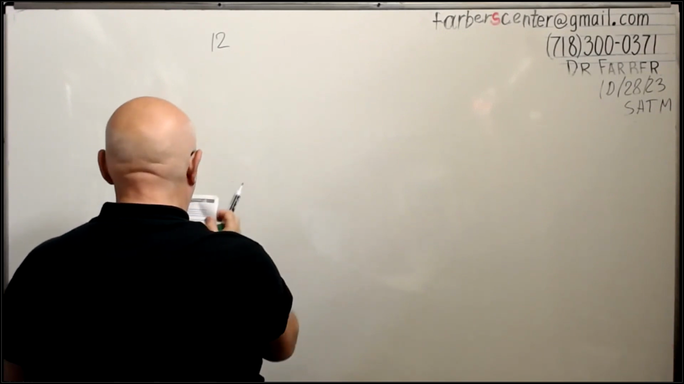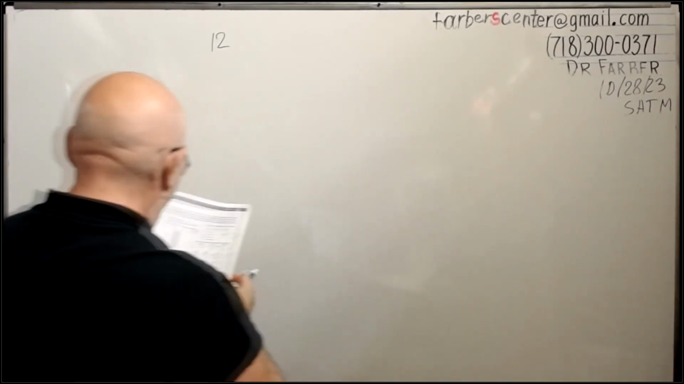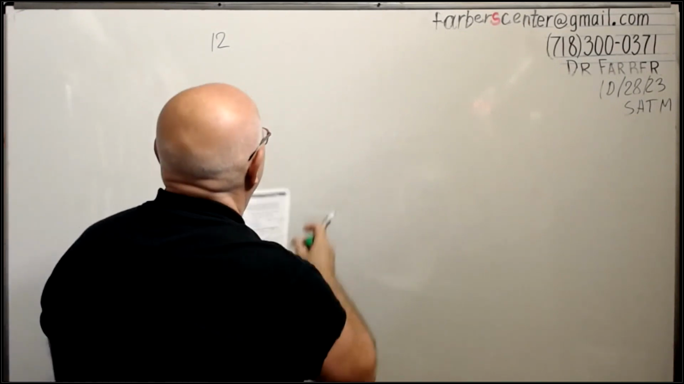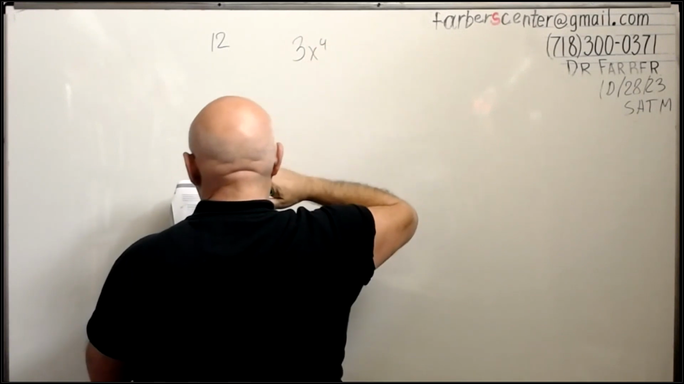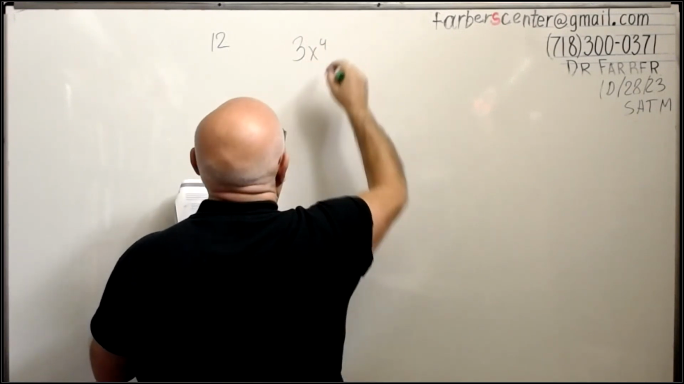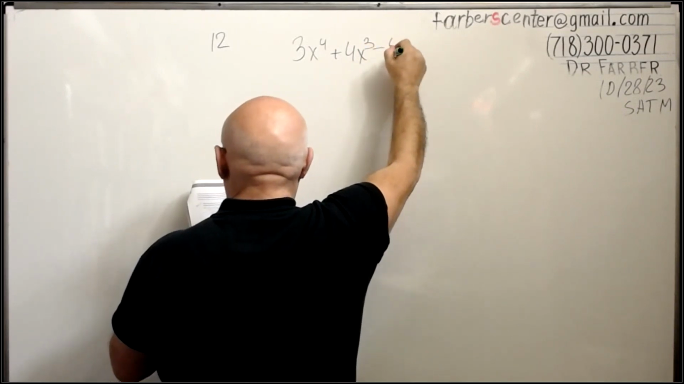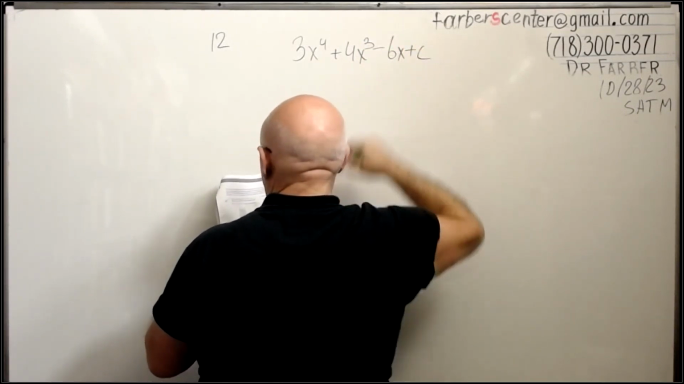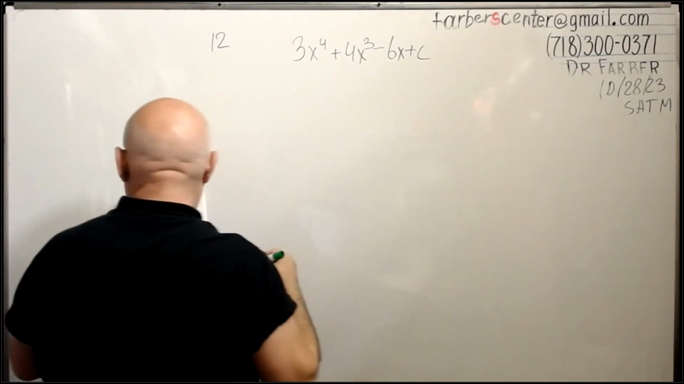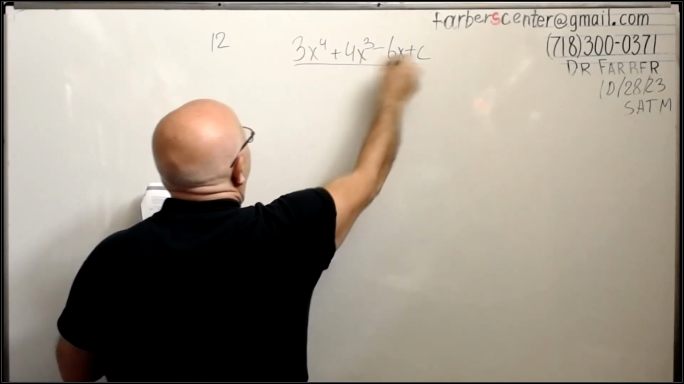Only keep in mind, very often they miss some coefficient here. Look at this. It's given 3x to the fourth plus 4x to the third minus 6x plus c. And you're supposed to divide it by x minus 2.